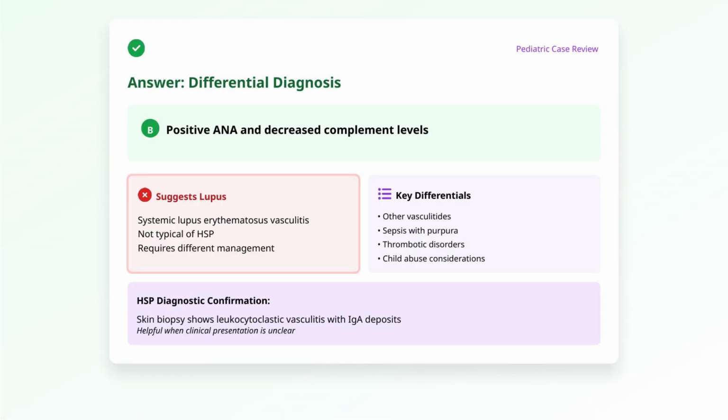Positive antinuclear antibody and decreased complement levels suggest lupus vasculitis rather than Henoch Schönlein Purpura. Key differential diagnoses include other vasculitides, sepsis with purpura, thrombotic disorders, and even child abuse. In HSP, skin biopsy typically shows leukocytoclastic vasculitis with immunoglobulin A deposits, which is diagnostic when clinical presentation is unclear.